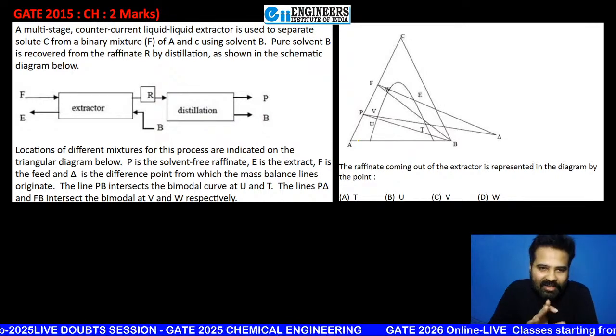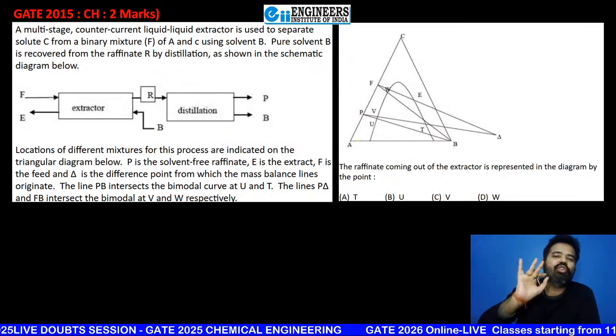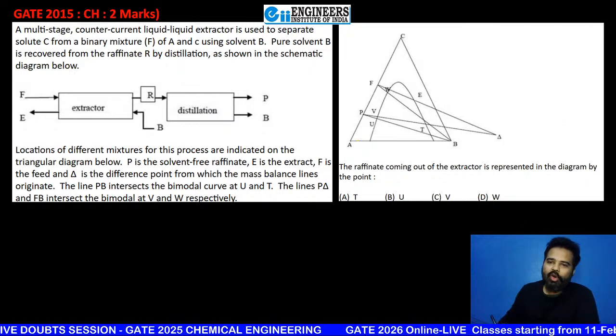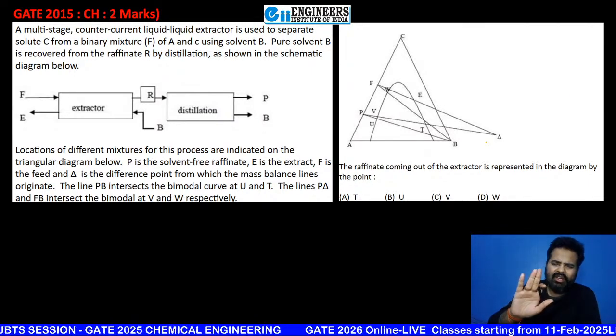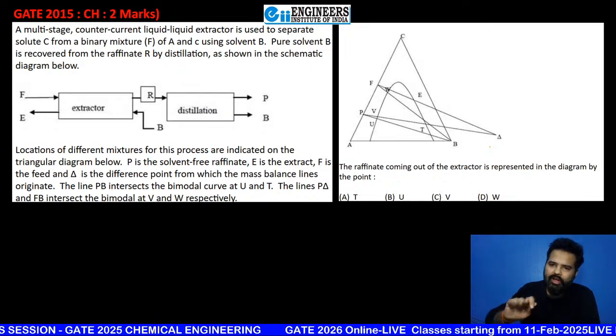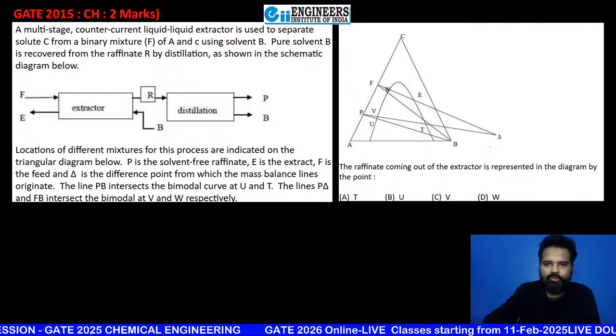I am not telling here anything about this difference point. No need to know about that difference point for solving this numerical.